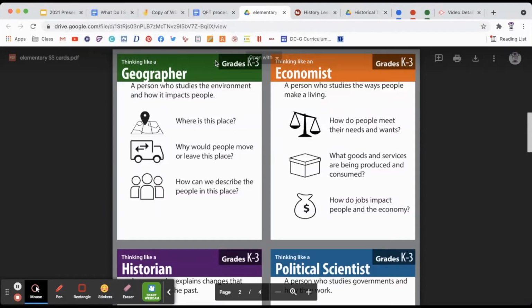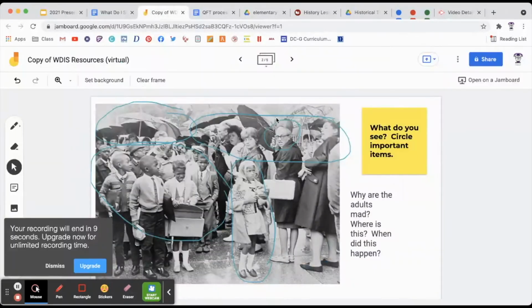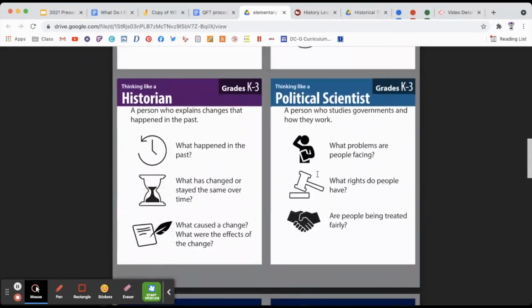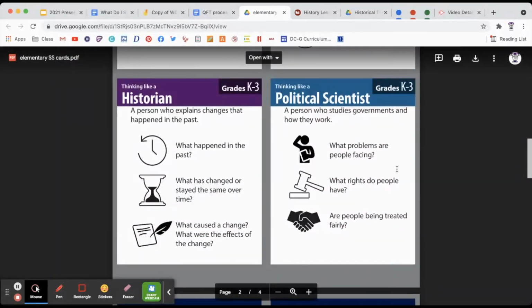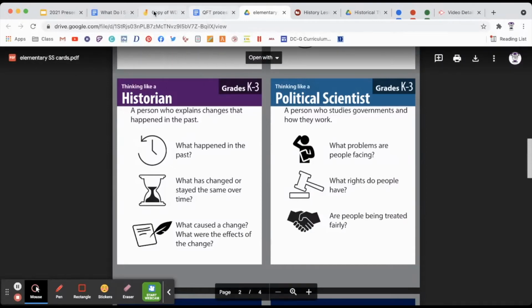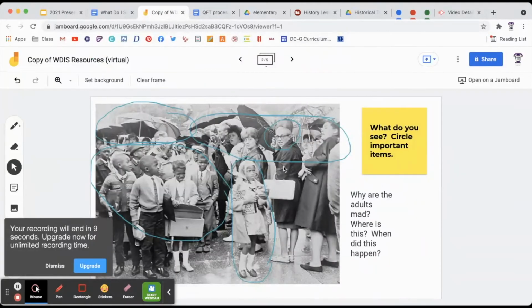And so for this example, this picture right here, a lot of questions can come from the historian and the political scientist. So what happened in the past? What has changed or stayed the same over time? What rights do people have? What problems are people facing? Are people being treated fairly? All of these questions would be questions that the kiddos could use when working with this particular picture.